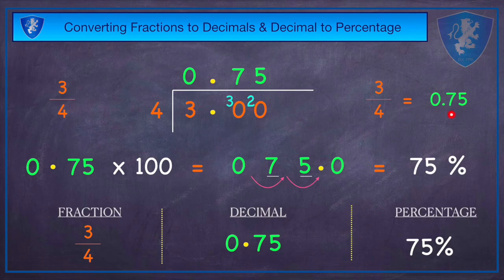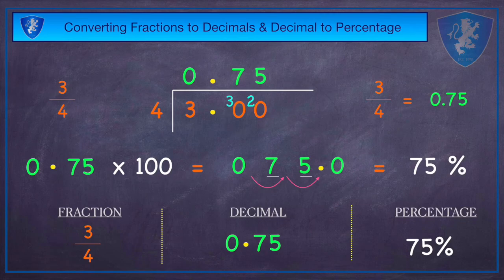Now you take the 0.75 and try to convert this into a percentage. As usual, what we do is move 2 places to the right, and you get 75.0 or 75%. So the fraction 3/4 as a decimal is 0.75, and as a percentage is 75%. And that's the second question there.